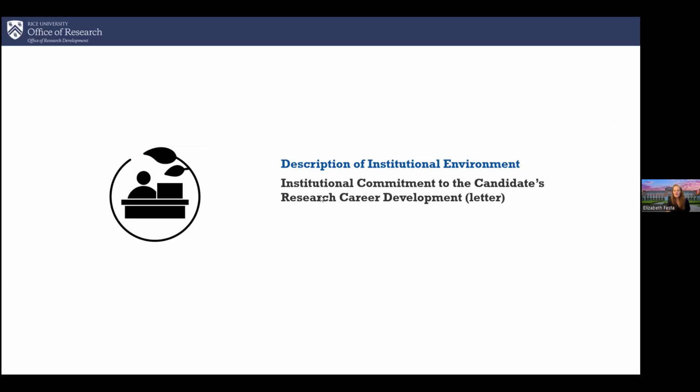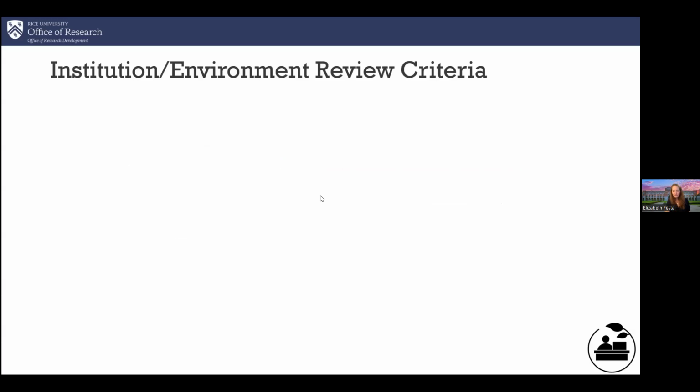We'll look very briefly at the institutional environment. There's two components here. We have the institutional environment as well as the institutional commitment letter, which is a letter that's going to be written by a department chair or a dean committing to supporting you through the K99 phase. But we will look at the description of the institutional environment.